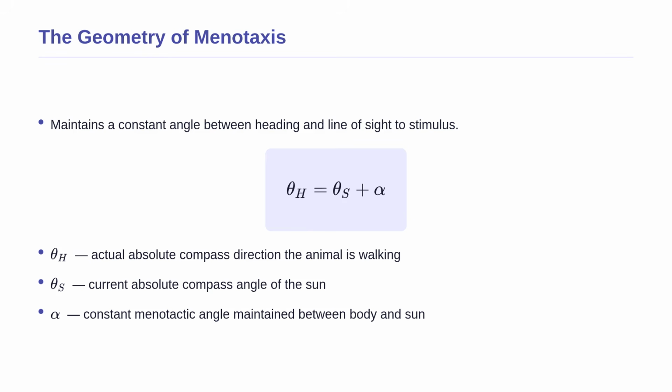In this equation, theta h represents the actual absolute compass direction the animal is walking on the ground. Theta s represents the current angle or position of the sun in the sky. Finally, the symbol alpha represents the constant menotactic angle the animal wants to maintain between its body and the sun. If the sun moves across the sky, the animal must adjust its heading by the exact same amount to keep alpha perfectly constant.